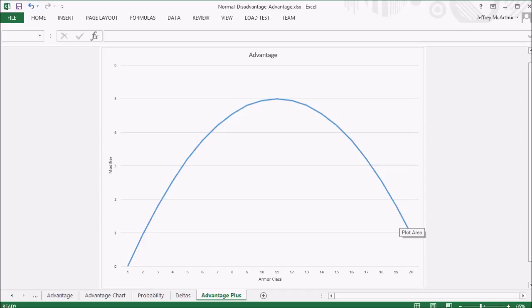It's not what I was expecting, but I thought you might be interested in this. So I hope you enjoy this one. This was interesting to put together and calculate how the advantage and disadvantage actually works.